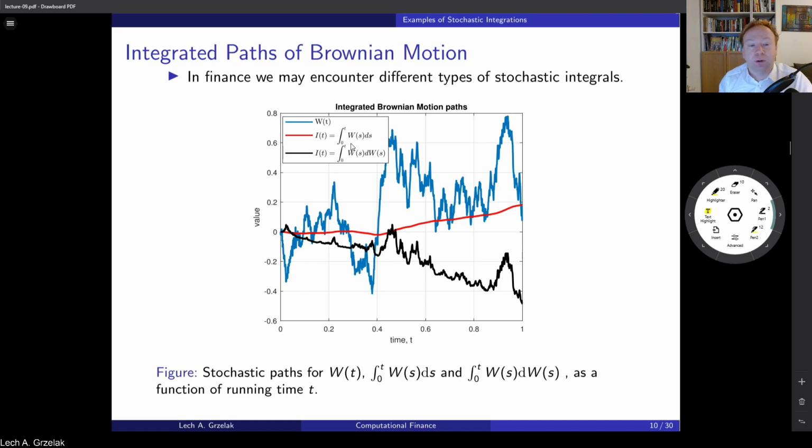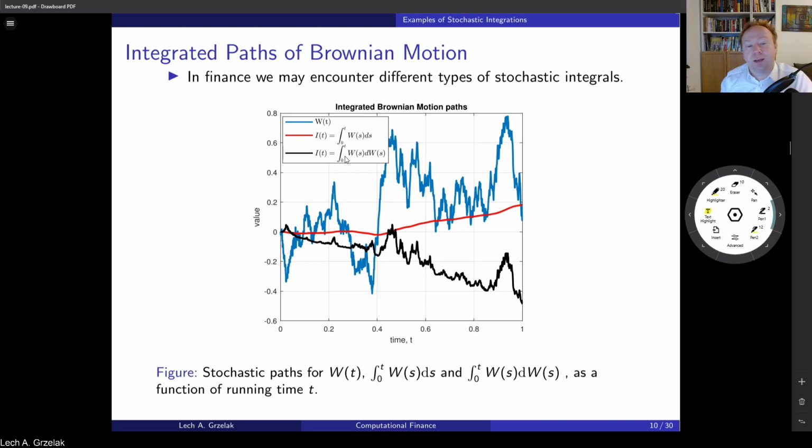And then we have two integrals. The first integral you can think of as a running summation. So every additional element, every time, will be summed until that moment. If you look at the red line, essentially it constitutes the summation of the blue line until this moment, and so on. So we have basically Brownian motion times dt, or ds in this case.